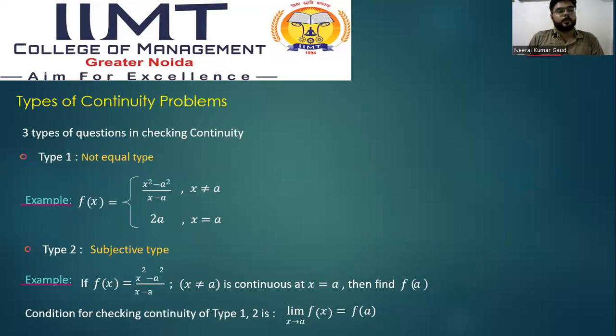Types of continuity problem. Three types of question in checking. Type 1, not equal type. Example, f(x) equal to (x square minus a square) upon (x minus a) when x not equal to a, 2a when x equal to a. Type 2, subjective type. If f(x) equal to (x square minus a square) upon (x minus a) when x not equal to a is continuous at x equal to a, then find f of a. Condition for checking continuity of type 1 and type 2 is limit x tends to a f(x) equal to the functional value.